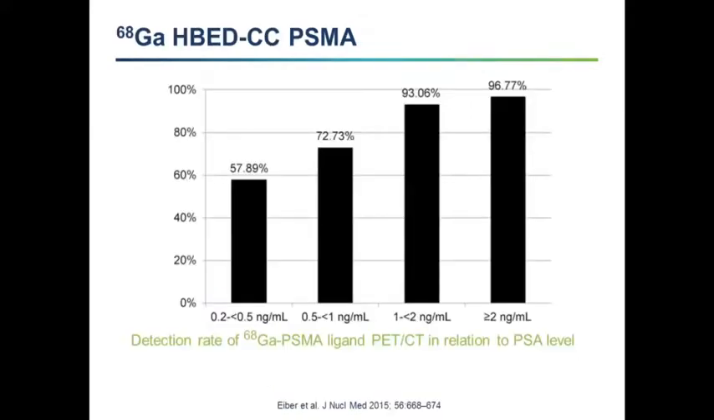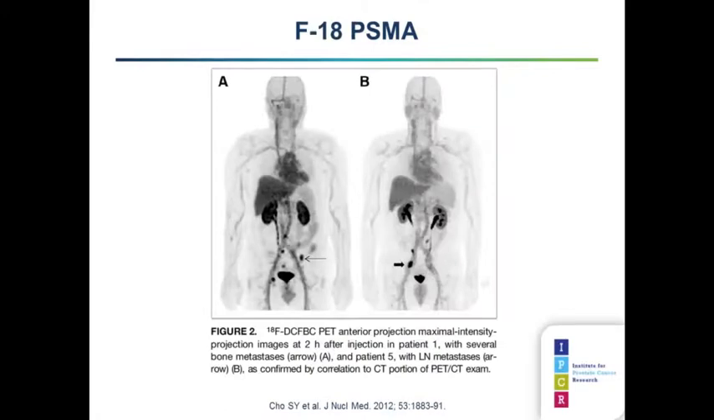So this graph gives you an idea of just how low of a PSA you can go to detect it. Here, as you can see, in the 0.5 to 1 range, 72% were detected by this modality. If you want to talk about 50%, well, here's 57% detection at 0.2 to less than 0.5. So at very low levels, you can start to pick this up with gallium PSMA.